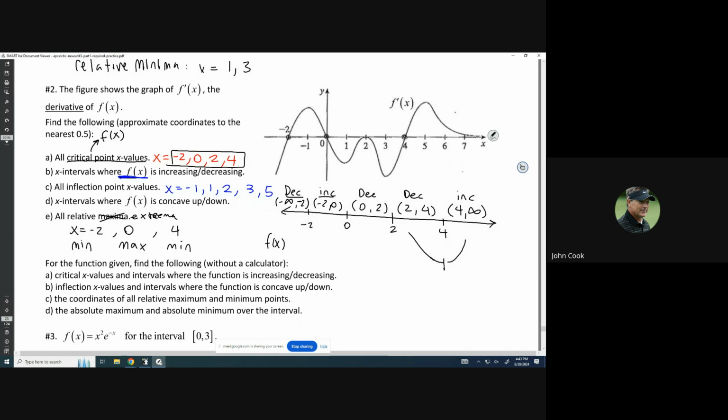Okay, so that really explores the difference between the first derivative graph and the original function graph.